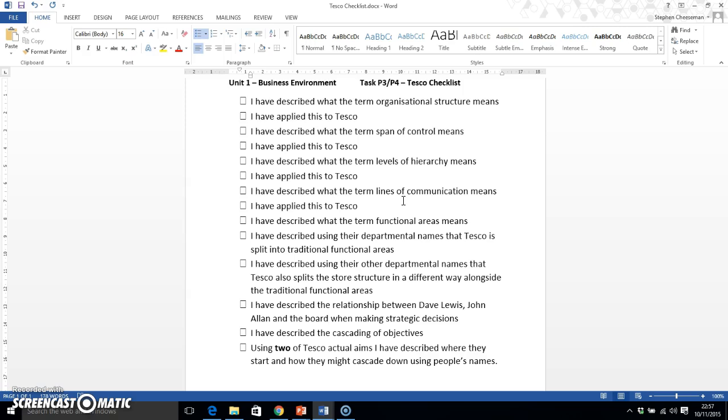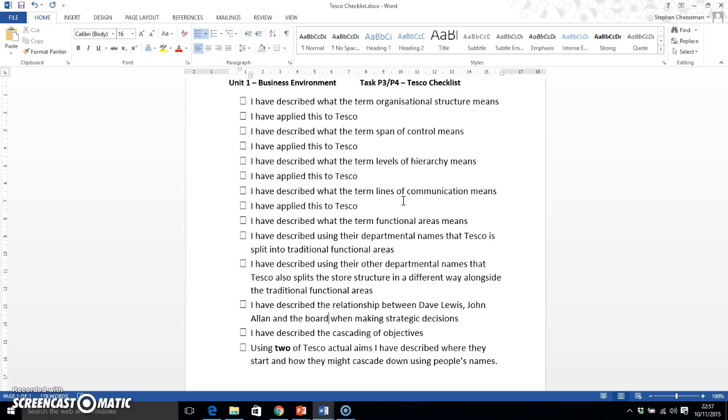It is likely that you've probably spoken about Tesco's as a tall structure. If you have, then the big advantages for tall structures are everyone knows who they are responsible to. Therefore, the lines of communication, how information moves up and down, is very clear because everyone knows who their boss is. However, with lots of levels of hierarchy, information can be very slow to get from the bottom to the top, or vice versa.